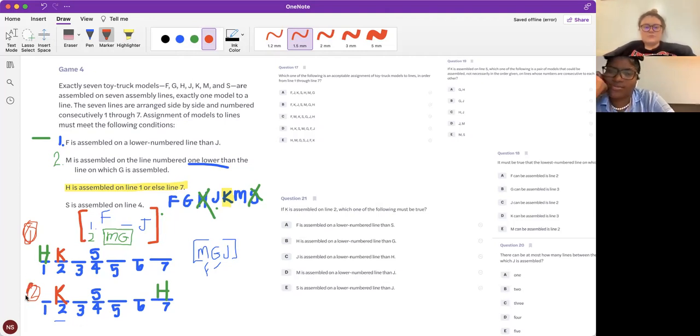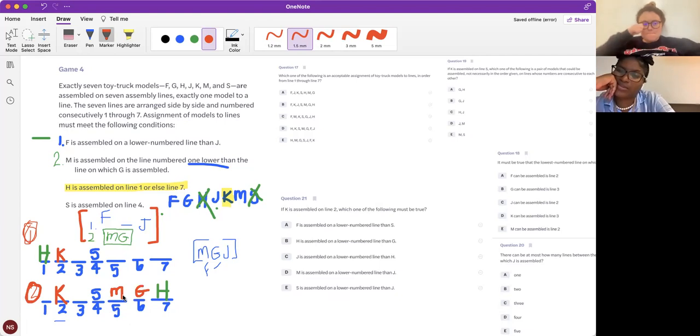Let's start with number 2. Do we know where anybody else has to go in number 2? So maybe M and G has to go 5th and 6th. Excellent. And then we actually can determine where the other ones go too. F and J is 1 and 2. Perfect.